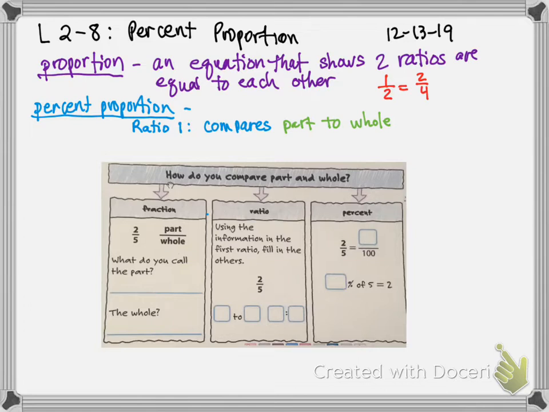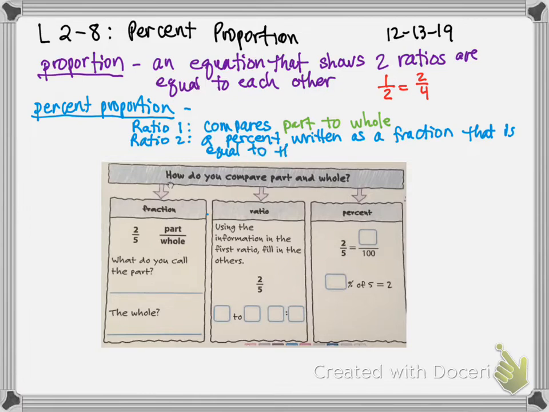Then the second ratio, this one is a percent written as a fraction. That is equal to the first ratio.